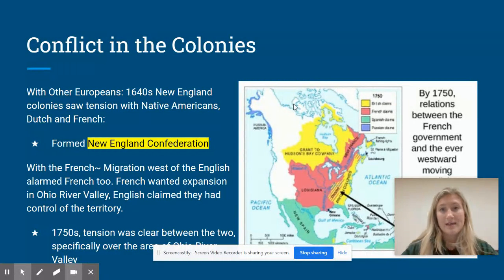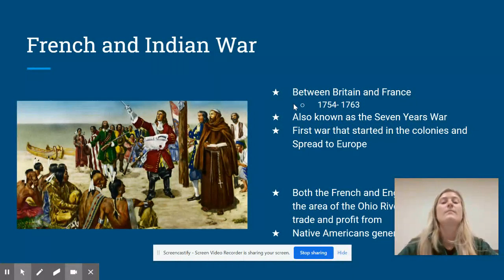The English had claimed that they owned the area, and then the French had claimed that they owned the area. So we see that this dispute starts to happen. By 1750, because of the tension between the British and the French, war is inevitable, and it is known. So let's introduce the French and Indian War. As we just said, it was between Britain and France, and it took place from 1754 to 1763. You also may see this as titled the Seven Years' War.